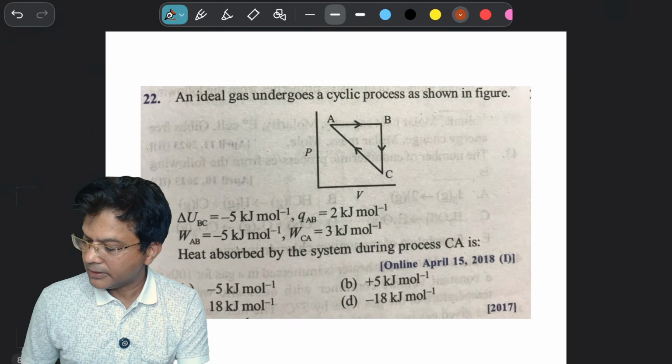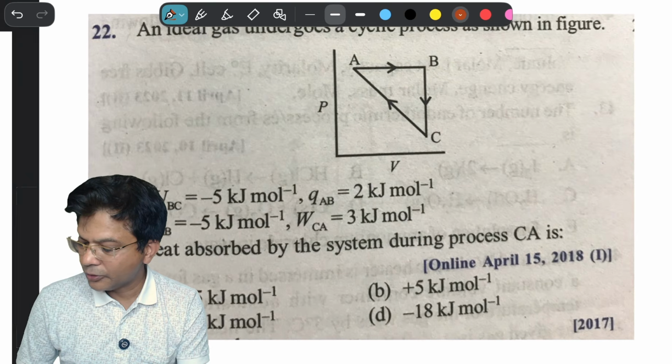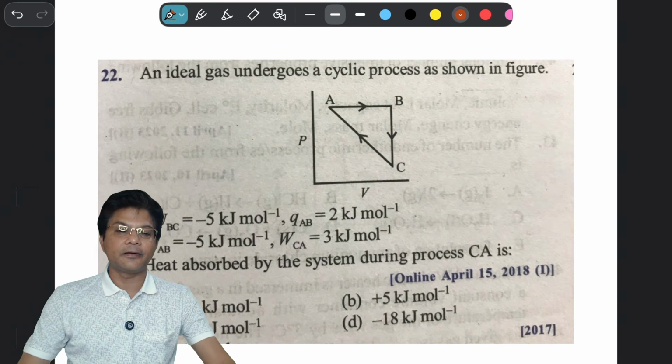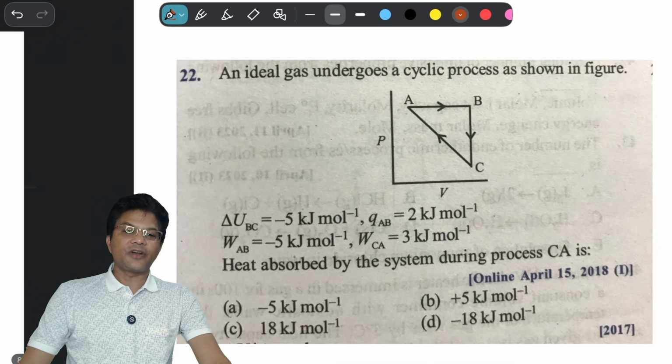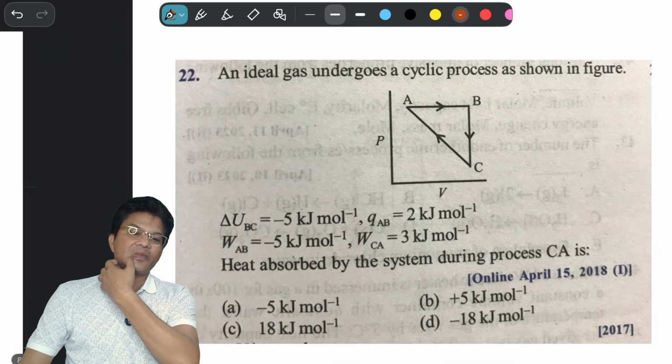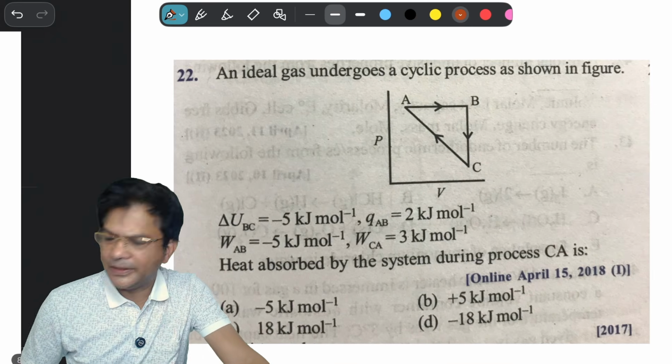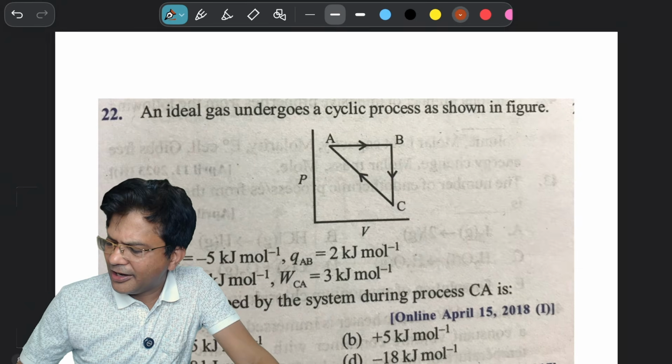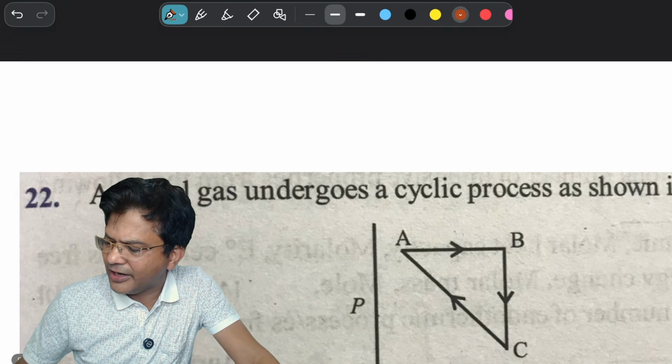Now next question. This question, though, definitely maximum people are struggling with such type of question. So remember that it's very simple, that change in internal energy is just like change in state.